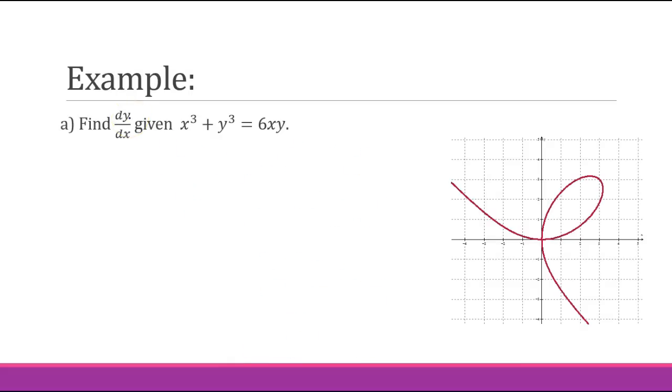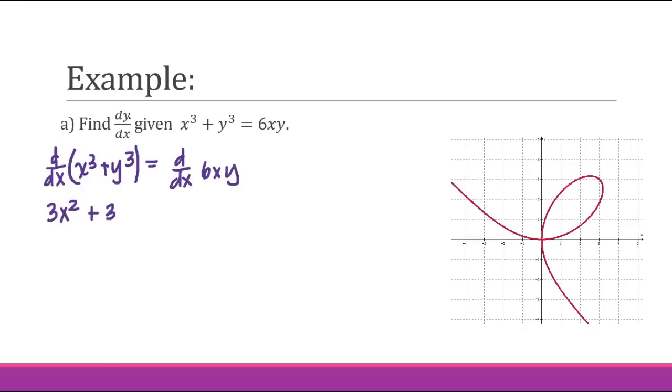This next example has a few parts. So part A, find dy/dx, given x cubed plus y cubed equals 6xy. So we're going to start by taking d/dx of both sides: x cubed plus y cubed on the left and 6xy on the right. On the left-hand side, the derivative of x cubed is 3x squared, plus the derivative of y cubed is 3y squared, and then we have to include dy/dx. So we took the derivative of the inside, dy/dx.